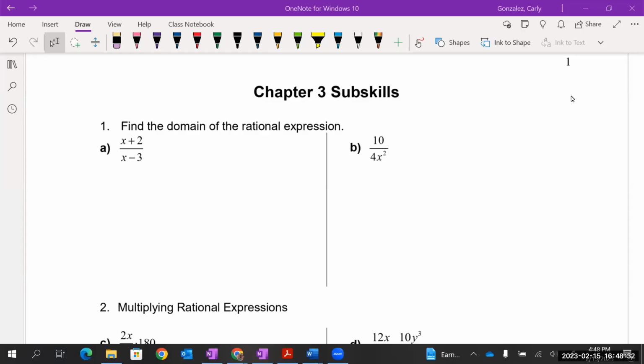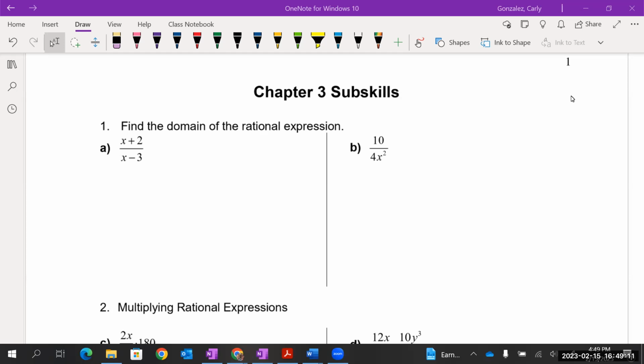Welcome to Chapter 3, Subskills. In this video, we are going to look at the domain and operations on rational expressions, and we will also simplify complex rational expressions. We will evaluate functions given either an equation or the graph, and we will determine if a relation is a function from the graph. And lastly, we will look at the graphs and equations of circles.